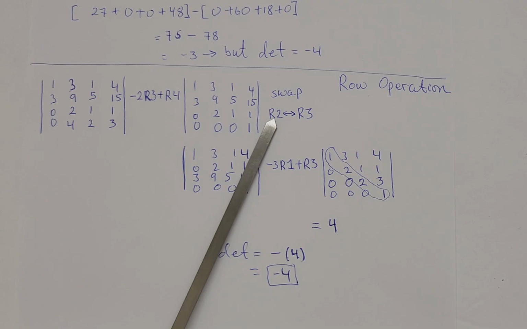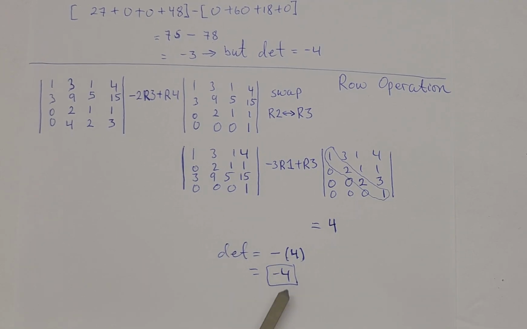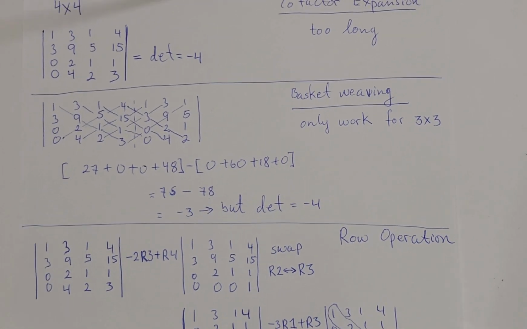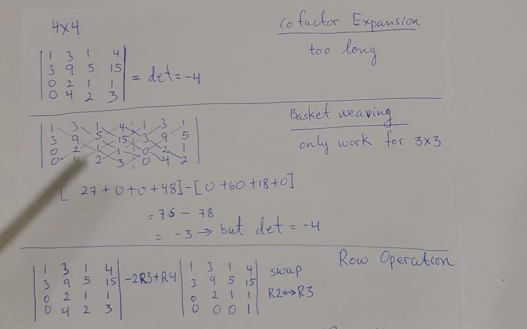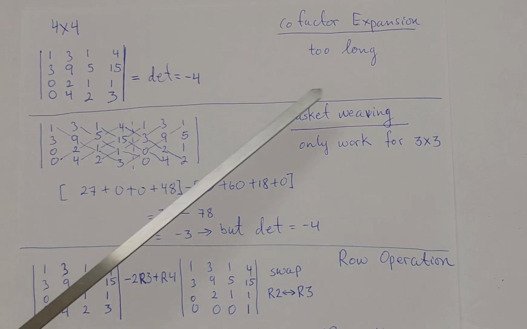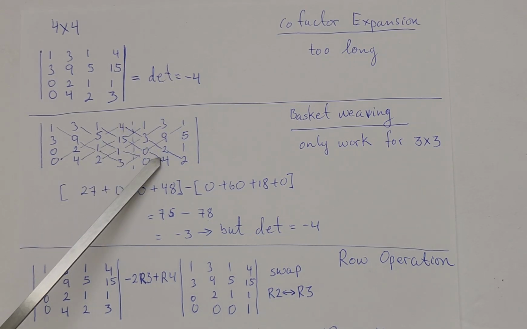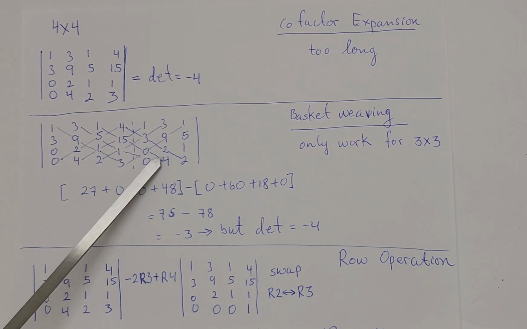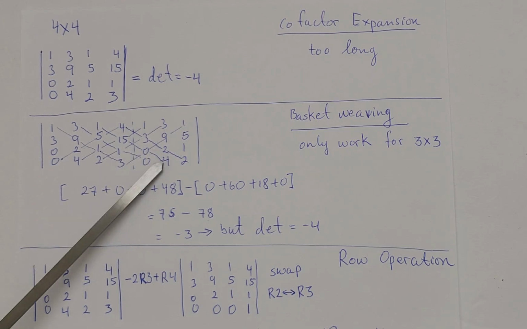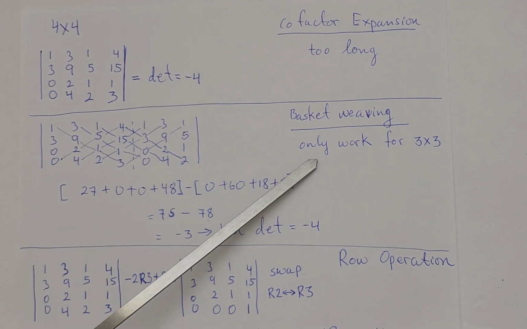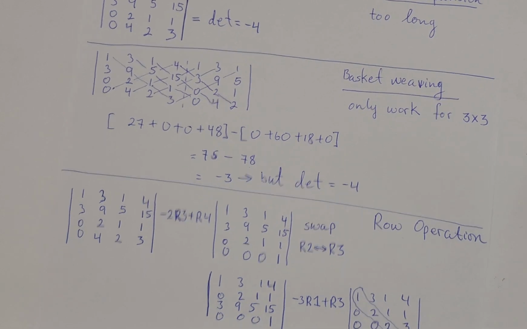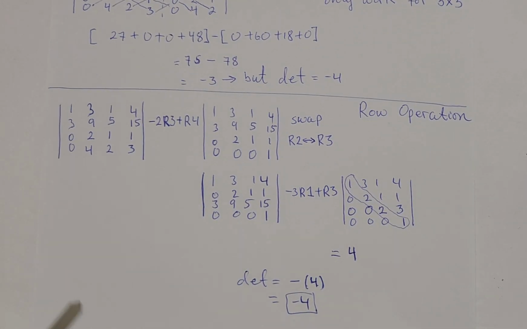However, I switched the row, so therefore I need another negative. So the determinant is -4. And as you can see from the top, I did not use cofactor expansion because it's very lengthy. So I gave out the answer, which is -4. Basket weaving does not work for anything bigger than 3 by 3. So 4 by 4, 5 by 5, 6 by 6, and so on, does not work. It only works for 3 by 3. Row operations will be the best method, and it will come out with the same solution.